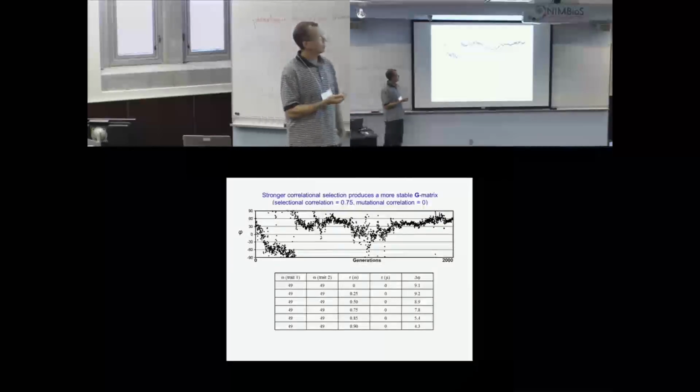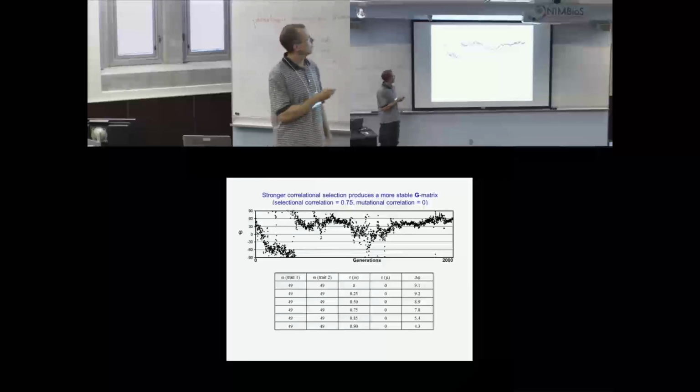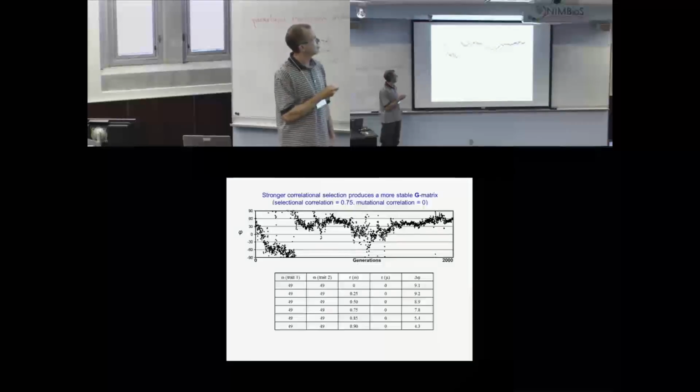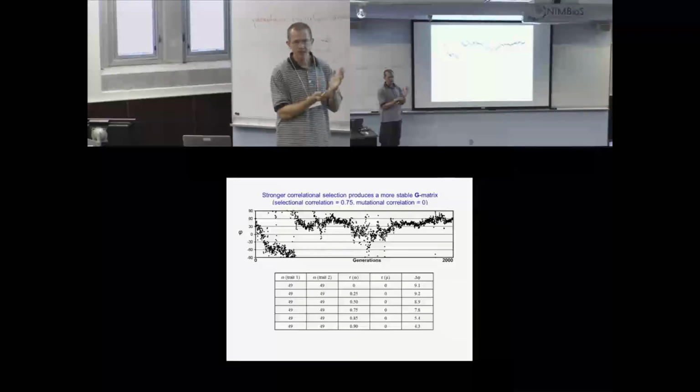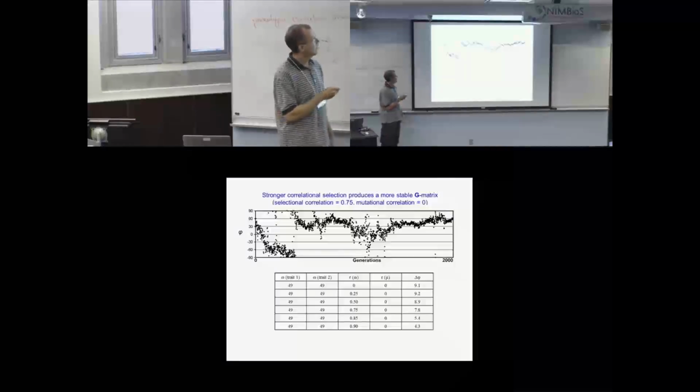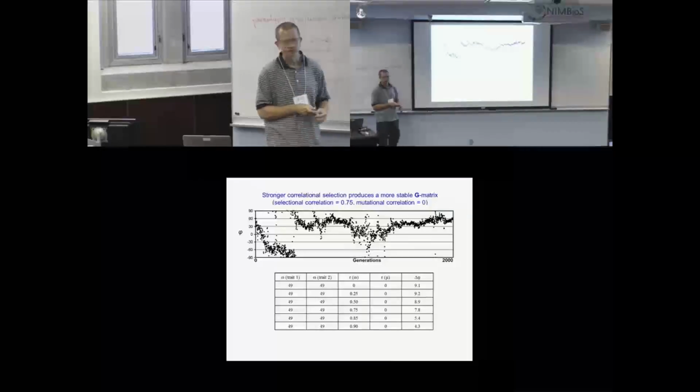So what can actually stabilize the G matrix? One thing that can stabilize it is stronger correlational selection. And so if you increase the correlational selection, so now evolution goes from being on a perfectly round hill to being on a ridge, then that will stabilize it, right? So now with a selectional correlation of 0.75, we get a considerably more stable G than we had in the case with no correlational selection.